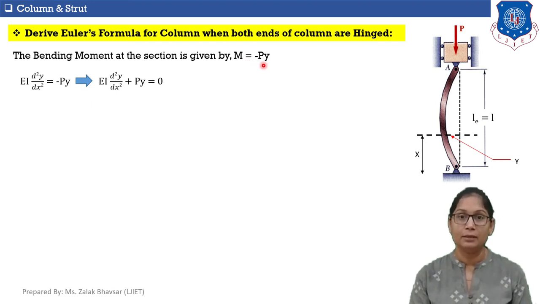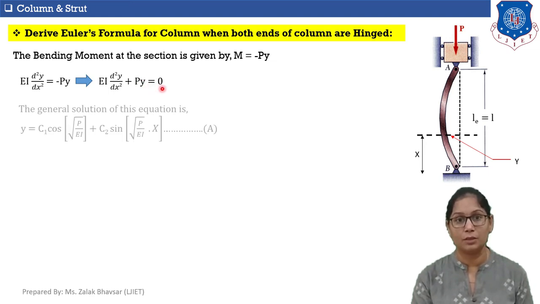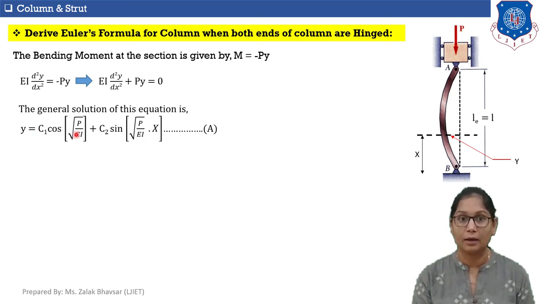Now let's apply the differential equation for the elastic curve. It will be EI d²y/dx² equal to minus Py. So we can say that EI d²y/dx² plus Py is equal to 0. The solution of this equation is y equals C1 cos(√(P/EI)) plus C2 sin(√(P/EI)) into x. Let's call this equation A.